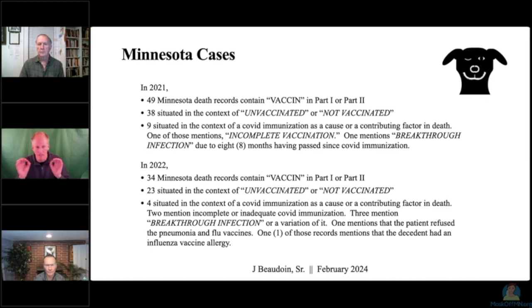I do a string search, right? So I'm looking for characters in a row because I want vaccinated or vaccination or vaccine. I want to capture them all. And unfortunately, it also captures unvaccinated, so I'm subtracting those. There's 23. 4 are in the context of immunization as a cause or contributing factor. Those are the important ones. So 9 and 4 is 13. One was a breakthrough. 3 mentioned breakthrough. 2 are incomplete or inadequate COVID immunization. So I guess somebody got 1 shot, they didn't get 2, so they call it incomplete or inadequate, whatever.